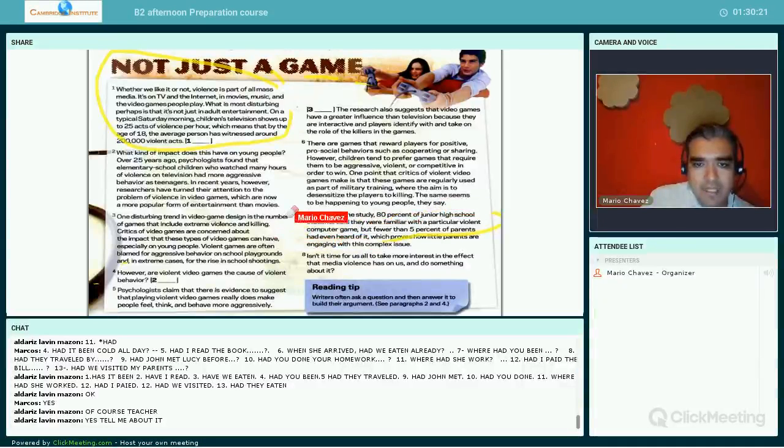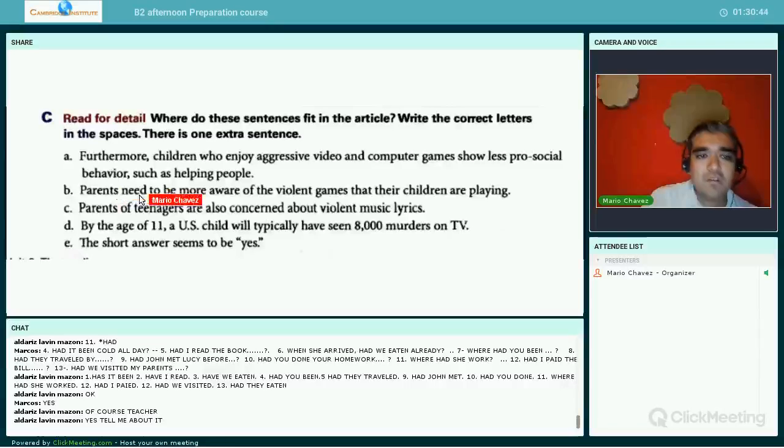And let's see the last one. In one study, 80% of junior high school students say they were familiar with a particular violent game, but fewer than 5% of parents had heard of it, which proves how little parents are engaging with violent video games. So no, I don't think it goes there. Let's see if the other sentence can fit in these four. So number one, in my case, I don't think it goes in any of them.